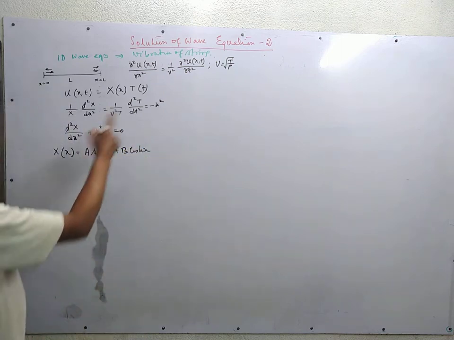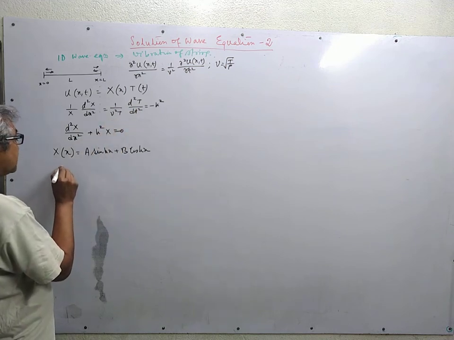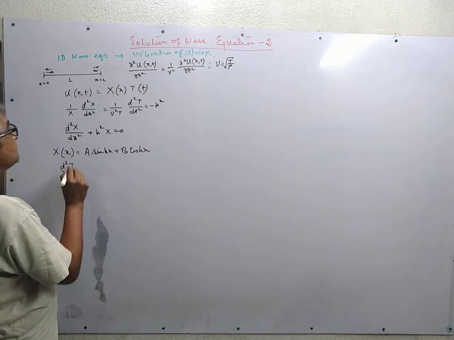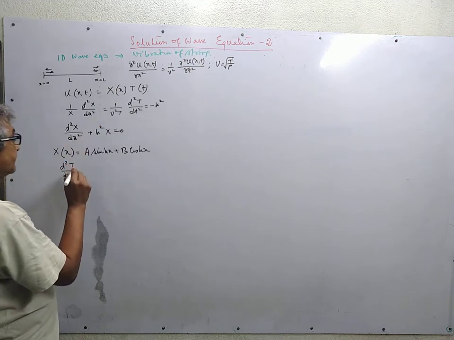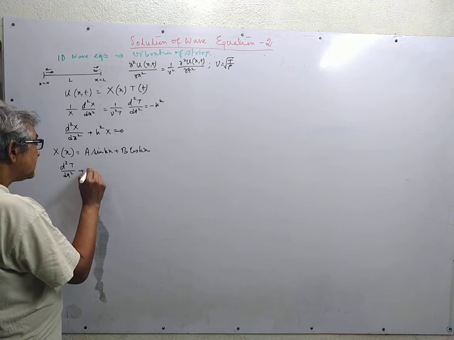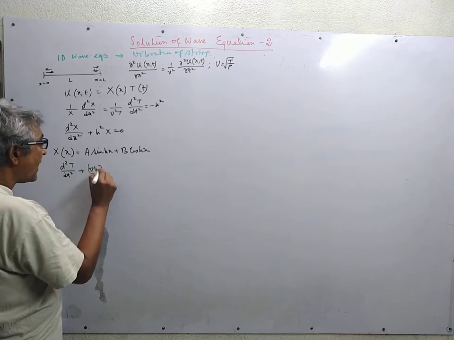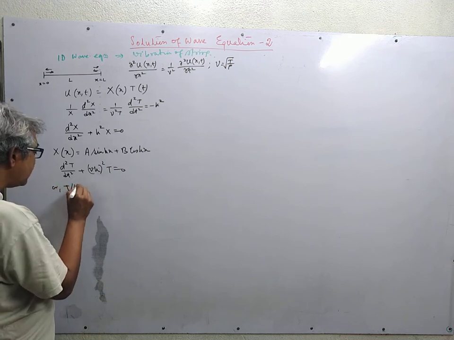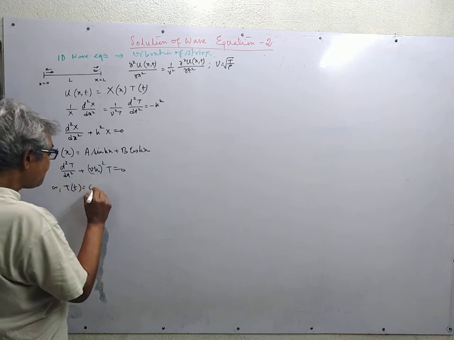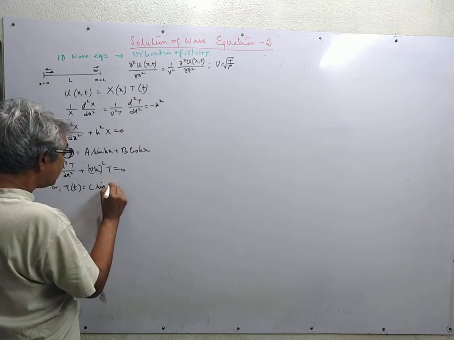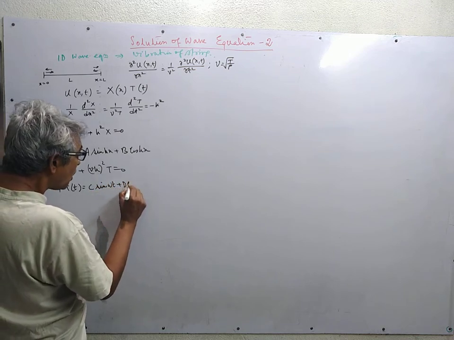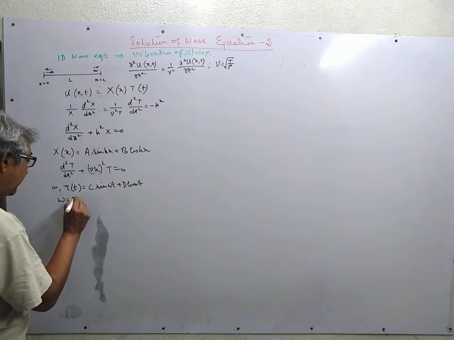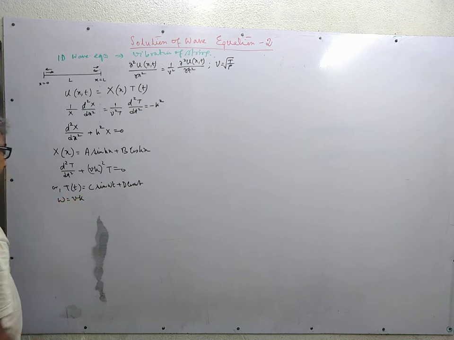Now the time equation is d2T by dt2 plus k square v square T is equal to 0, or T of t is equal to C sin omega t plus D cos omega t, where omega is equal to v into k, the angular frequency.